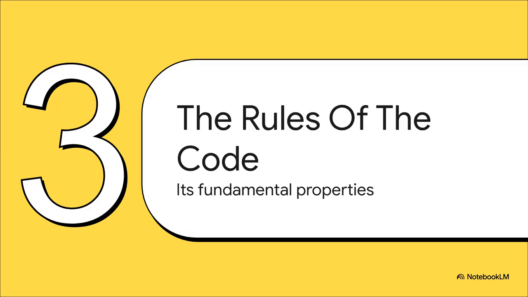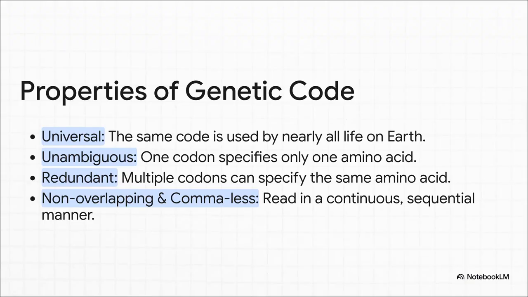And what's so beautiful about this is that it's not just a random jumble of words. There are rules, really elegant and powerful rules that govern the whole system. So let's get into the properties that make this code so incredibly robust. It really boils down to 4 main ideas. The code is universal, it's unambiguous, it's redundant, and it's read continuously, without any gaps. Okay, that might sound a bit technical, so let's break down what each of those actually means.